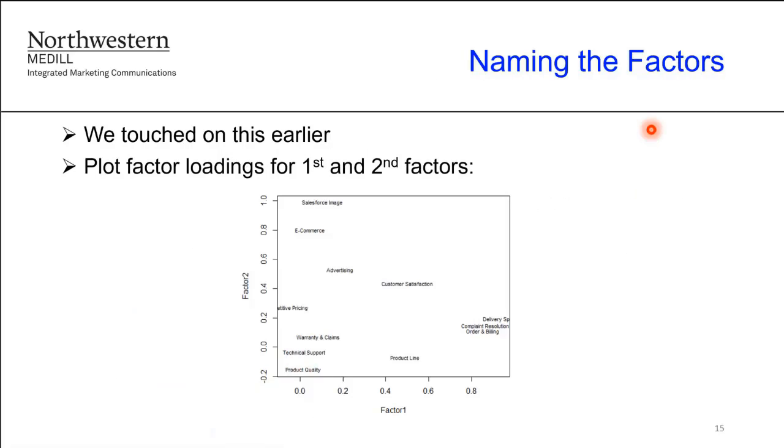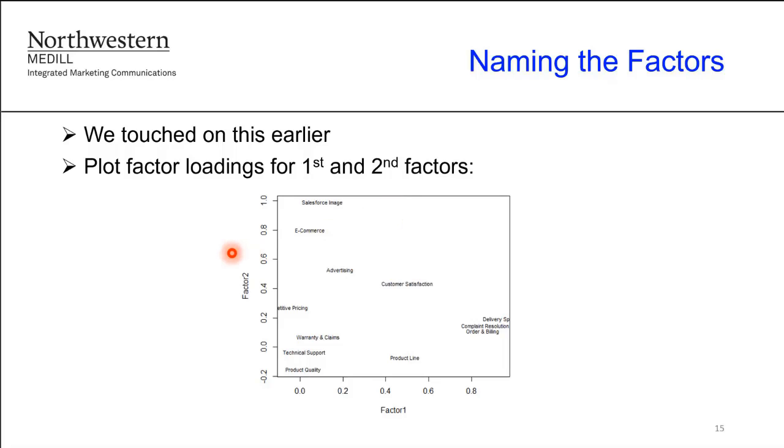So next, what we want to do in the factor analysis is naming the factors. We touched on this earlier in this lecture, so I will just briefly explain how to do that again. This is the plot for factor 1 and factor 2. We plot these factor loading values for the first factor and the second factor, and you can do this for the third and fourth factors as well.